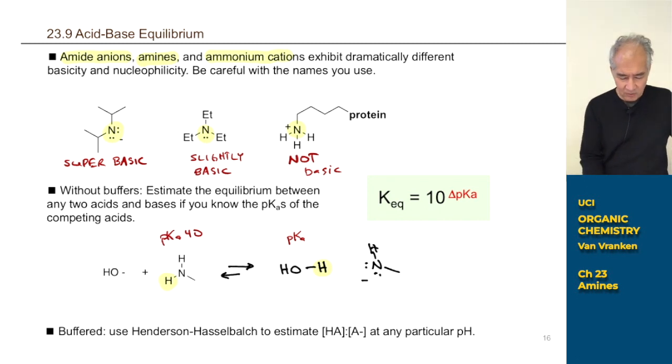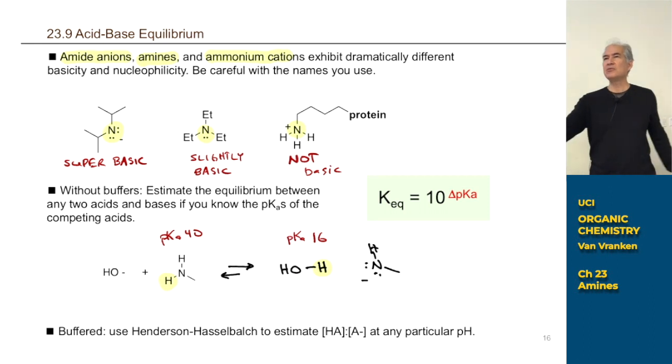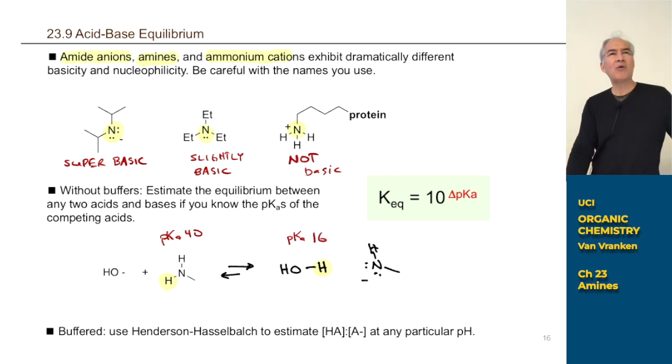You should know the pKa for water. Alcohols, water, 16. That has nothing to do with pH. That's a different concept. Water's pKa is 16. Ethanol, pKa 16. Methanol, close enough to 16 that you should just memorize 16.